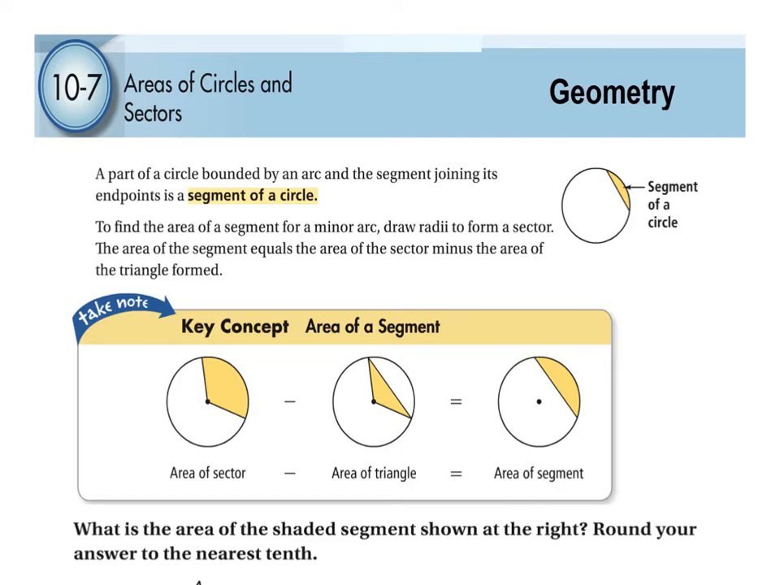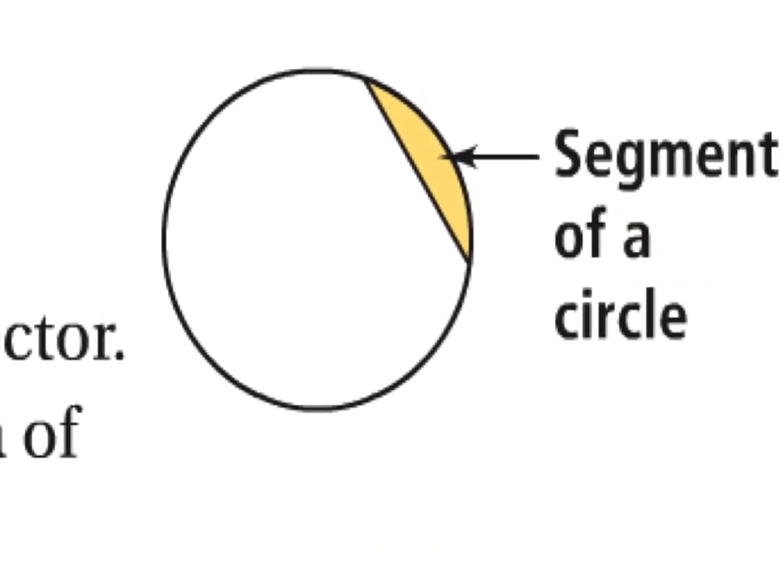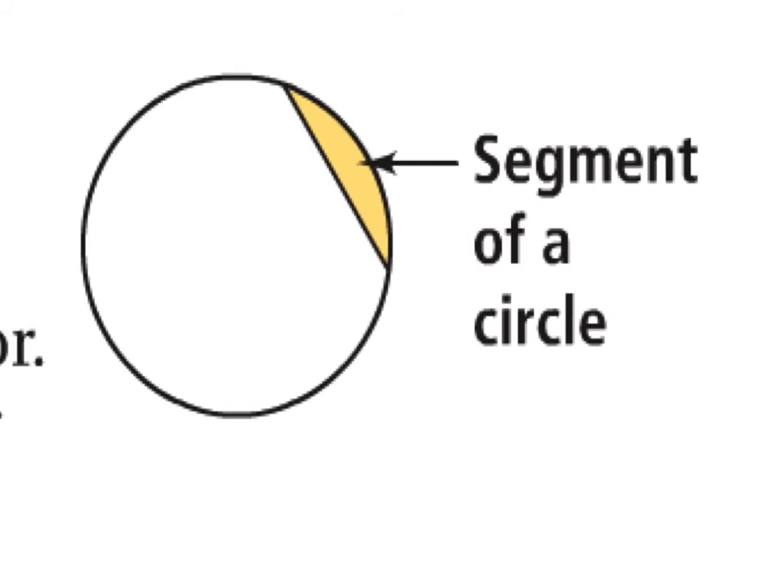Now, what is a segment? A segment is a part of the circle that's bounded by an arc and the segment joining its endpoints. As we look at this picture, you see the segment of a circle. Essentially, it's any line drawn from one endpoint to another that's not through the center, so it's not a diameter, okay?